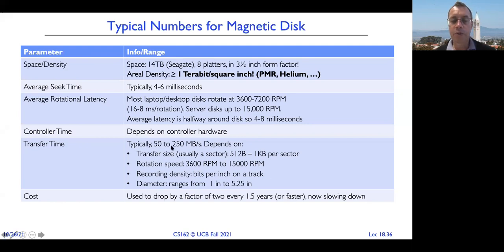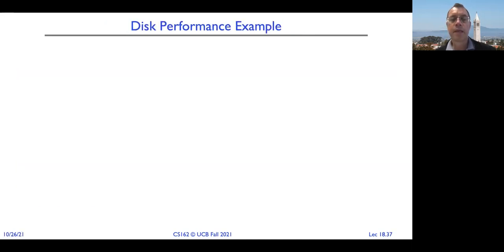And transfer time is between 50 and 250 megabytes per second. A sector is typically between 512 bytes and 1 kilobyte and things like that, right? The cost used to drop by a factor of 2 every 1.5 years, but that is no longer true. So now let's go through this example.